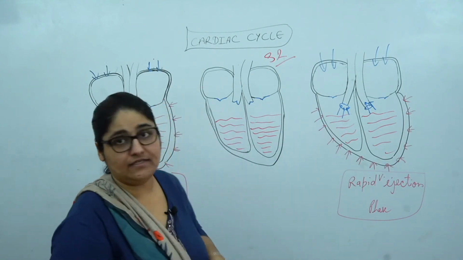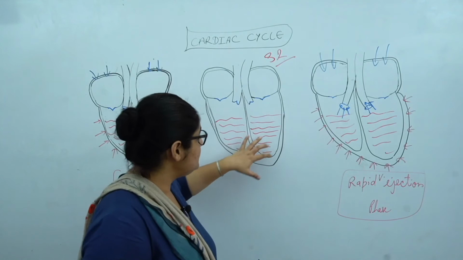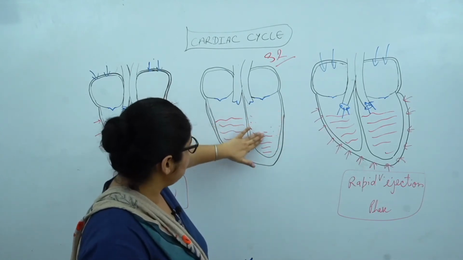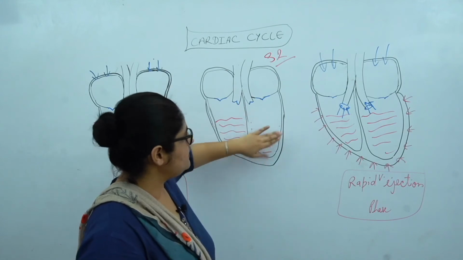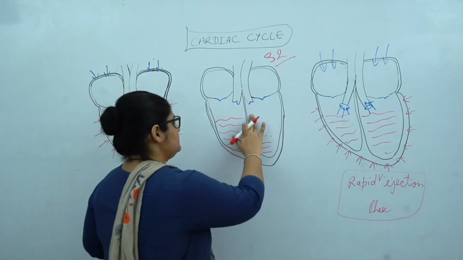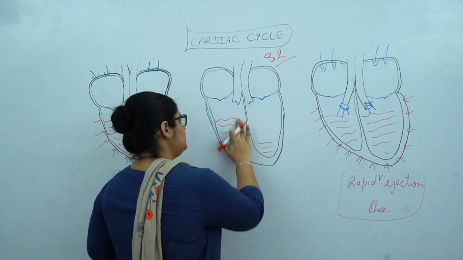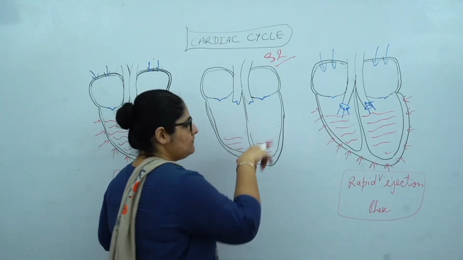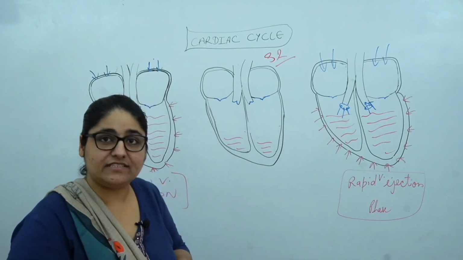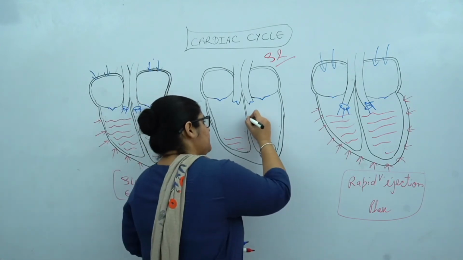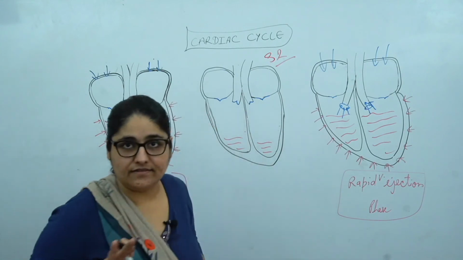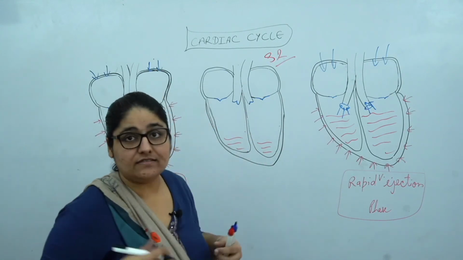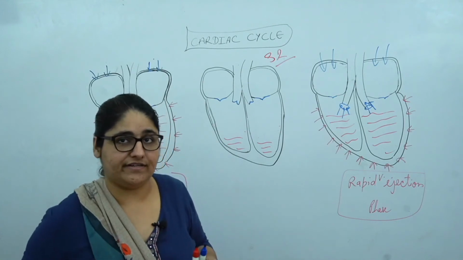Now in this stage, as you see in the diagram, the ventricles have ejected most of their blood. They are not that much filled. Some volume of blood is remaining in the ventricles. Now the ventricles will relax. This is the relaxation stage of ventricles.